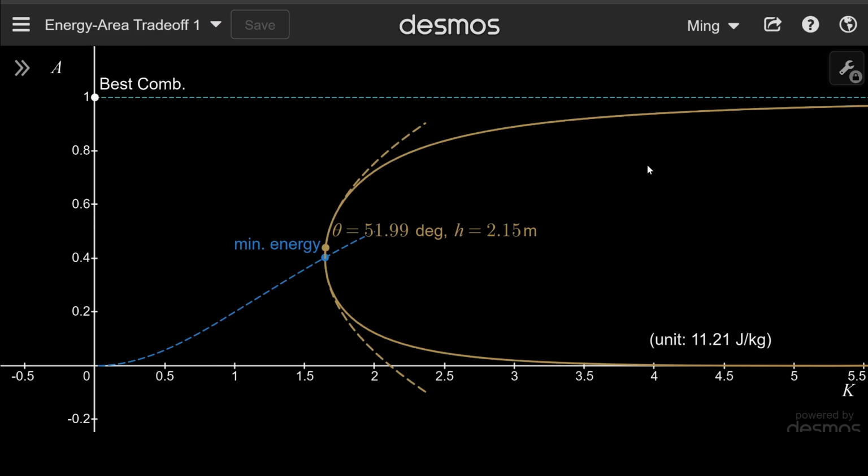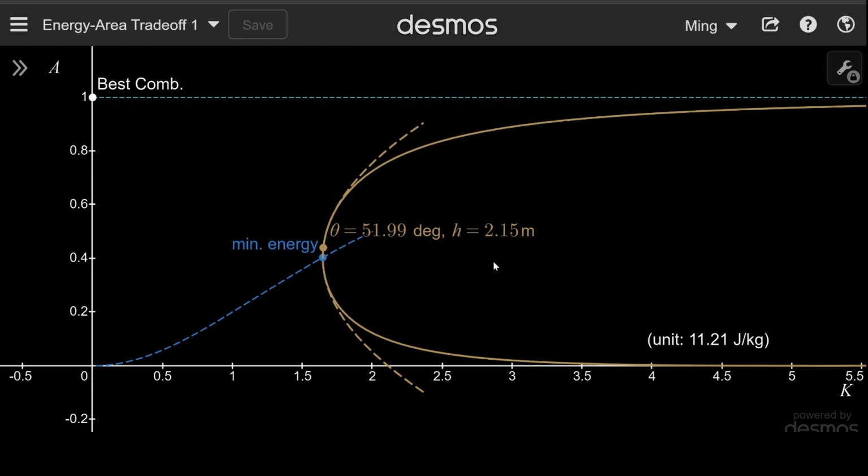The main mathematical result is summarized in this brown curve. Given the player's height, which is taken as the height of the launch point during a free throw shot, the brown curve depicts all possible energy and area combinations for any successful shot. The energy is denoted as K, and the area is denoted as A. And the curve shown right now is the curve for a player that is 2.15 meters tall.